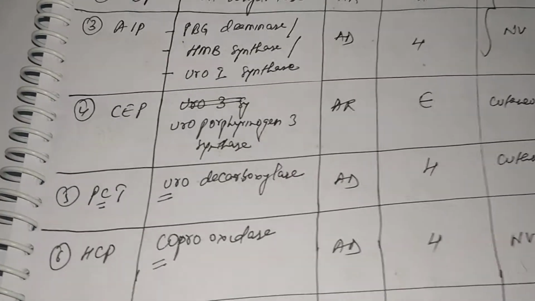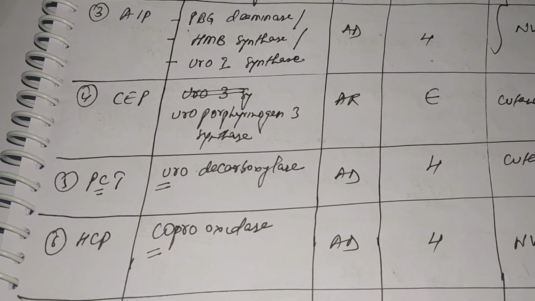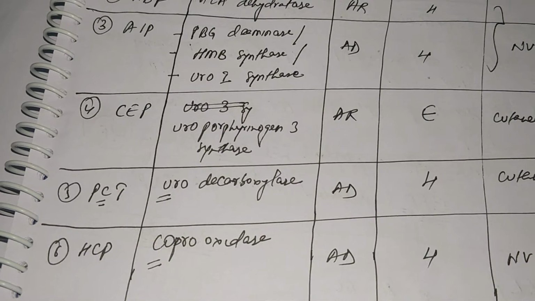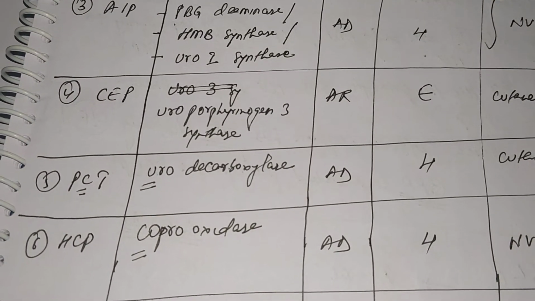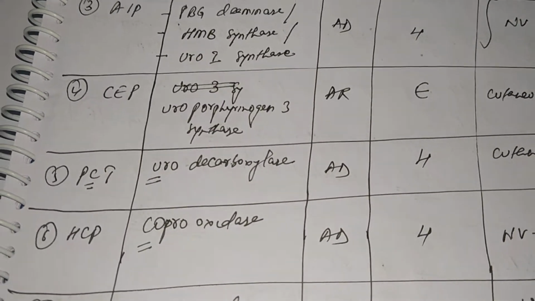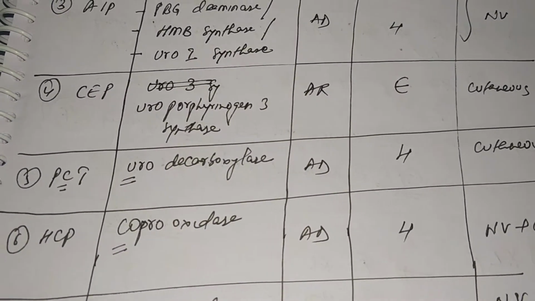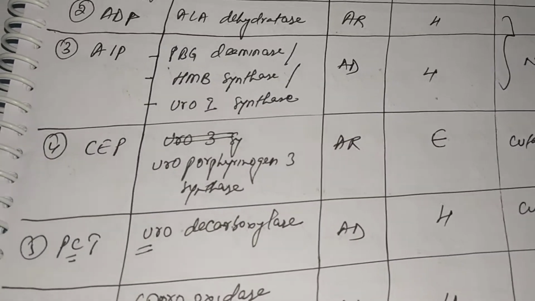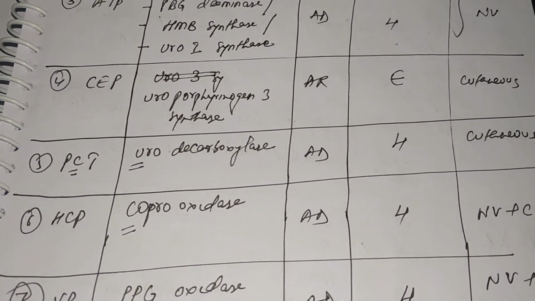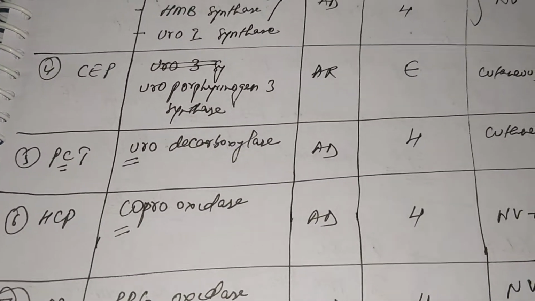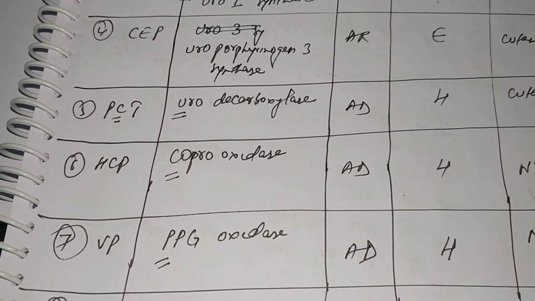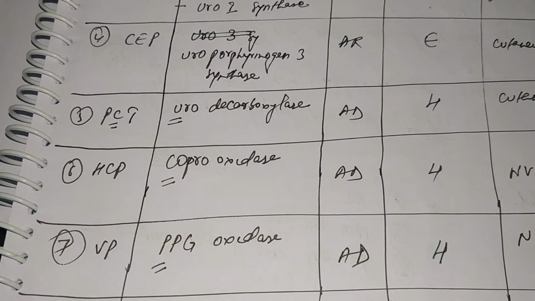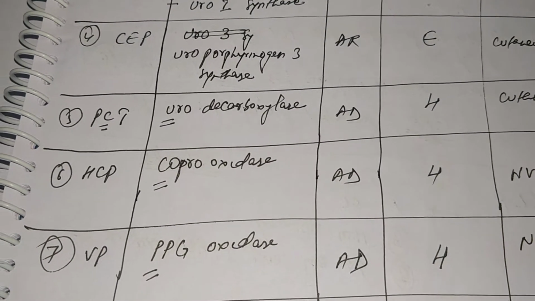Okay, the fourth one is CEP. This is congenital erythropoietic porphyria. So the enzyme deficiency will be uroporphyrinogen III synthase. So if it is uroporphyrinogen I synthase, the answer will be AIP. If it is uroporphyrinogen III synthase, the answer will be CEP. Okay, the next is PCT. This is porphyria cutanea tarda. So the enzyme deficiency will be uroporphyrinogen decarboxylase.